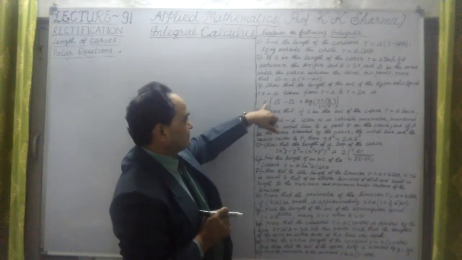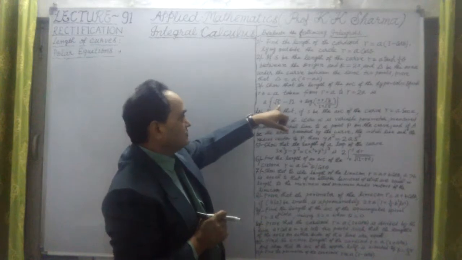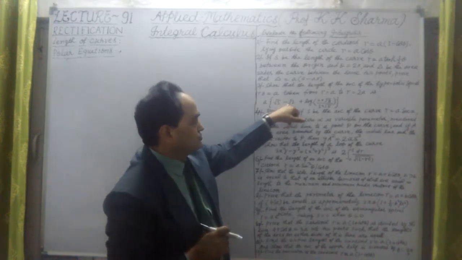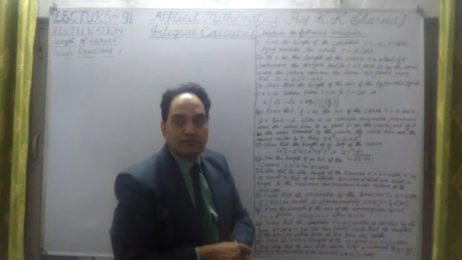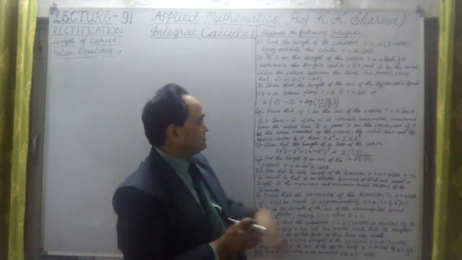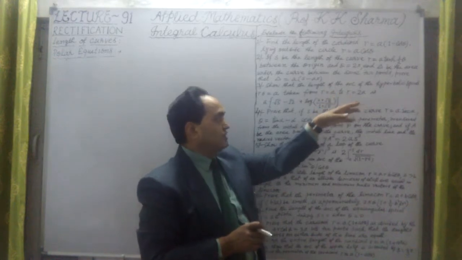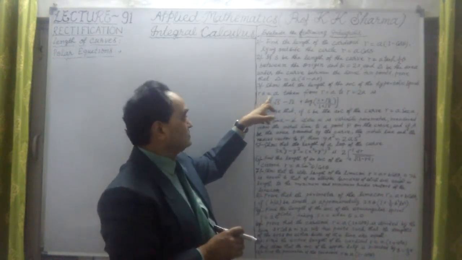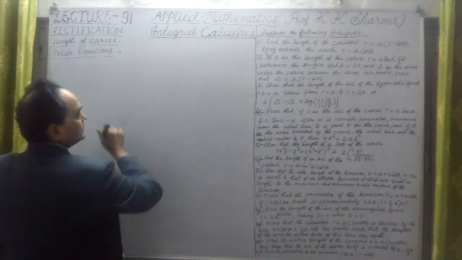The length of the arc s equals a into within bracket square root 5 minus square root 2 plus log of 2 plus square root 8 upon 1 plus square root 5. This we have to find out: that this is the length of the arc between r equal to a to r equal to 2a of the hyperbolic spiral r theta equal to a. That is the point. Okay, so let me solve it.